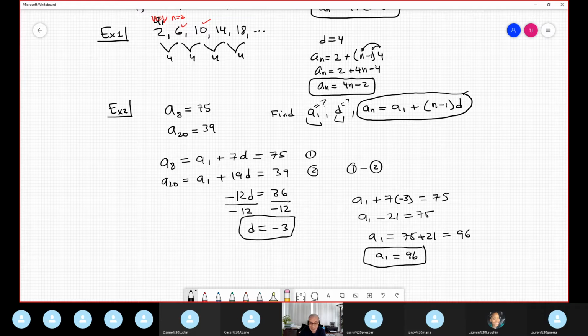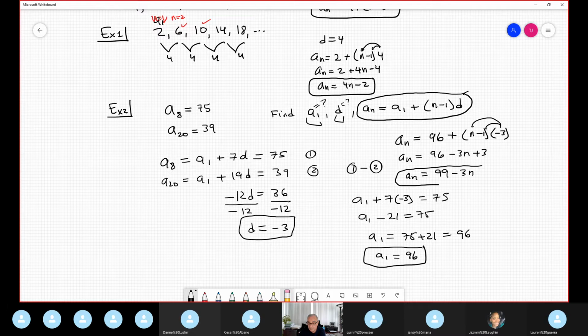The expression is, well, let me write here. A sub n formula is equal to 96 plus (n minus 1) multiplied by negative 3, no? Therefore, A sub n is equal to 96. You apply the 3 with the distributive property here: minus 3n plus 3. Okay, super. So A sub n formula is equal to 96 plus 3 is 99 minus 3n. Wow, I like that. This is my general formula that identifies everything perfectly.